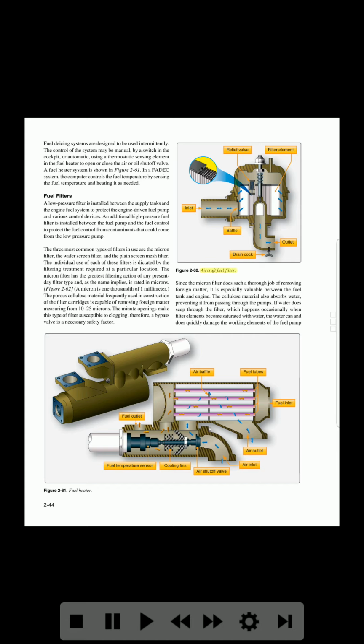Aircraft fuel filter. Since the micron filter does such a thorough job of removing foreign matter, it is especially valuable between the fuel tank and engine. The cellulose material also absorbs water, preventing it from passing through the pumps. If water does seep through the filter, which happens occasionally when filter elements become saturated with water, the water can and does quickly damage the working elements of the fuel pump.